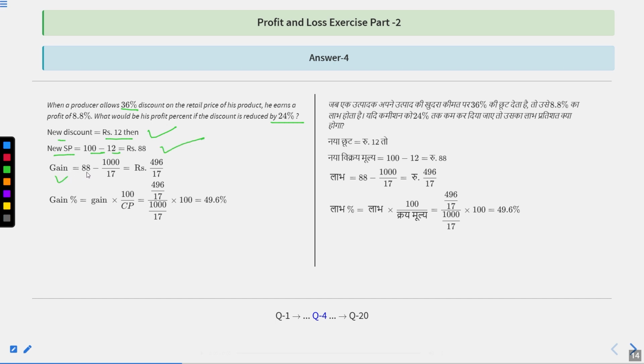What will be the gain? Gain will be SP minus CP. So 88 minus 1000 upon 17, which becomes 496 upon 17. So gain percent is gain multiplied by 100 upon CP. When we put in the values, we get the answer 49.6%. Clear? Next one.